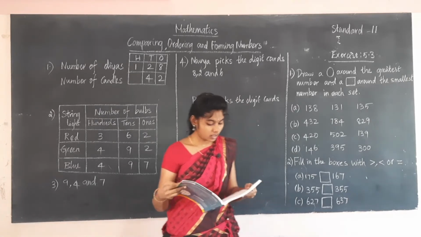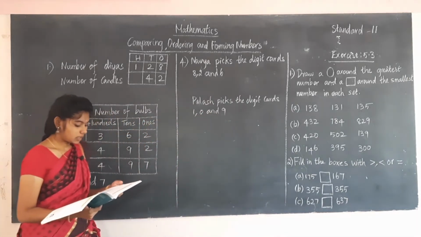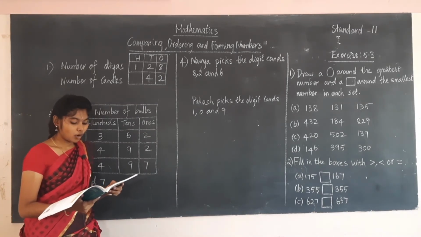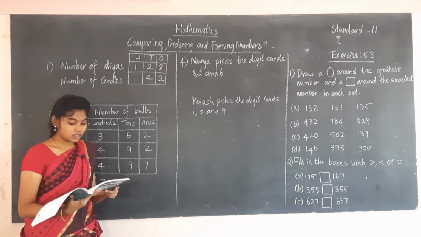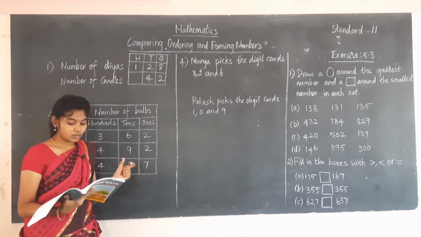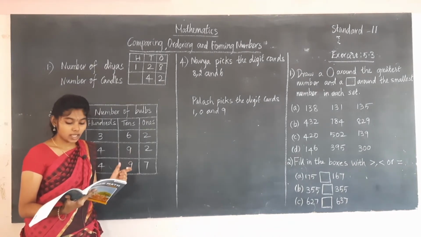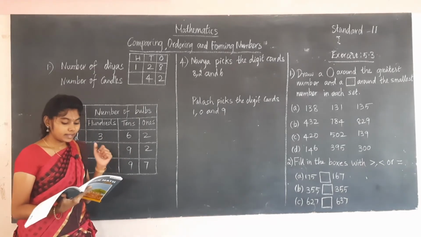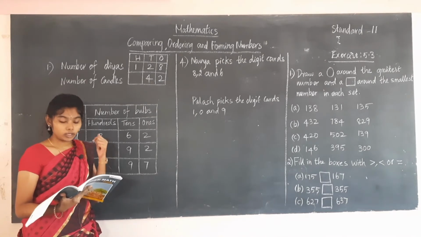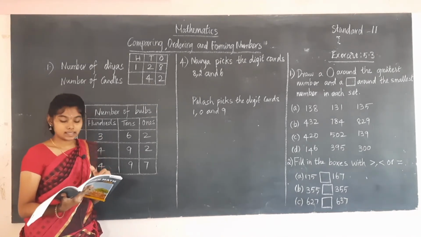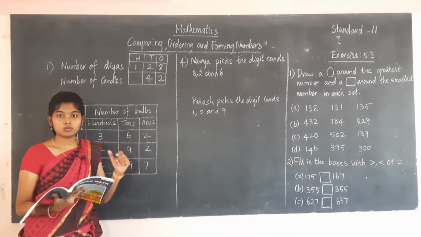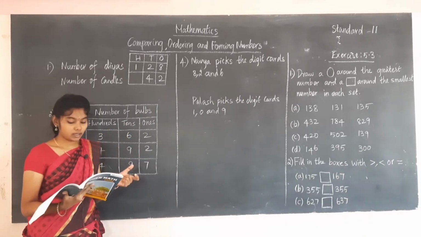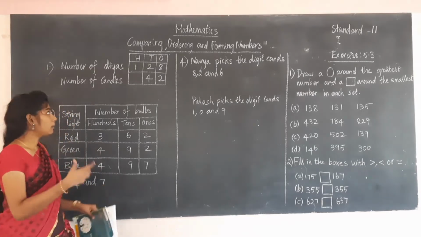The first example is Navia's mother buys 128 diyas and 42 candles. So what is given here? The number: Navia's mother buys 128 diyas and 42 candles. So here there are two numbers. What they have asked is which are more in number, diyas or candles. So we are going to find that. To find that we have to compare the numbers.